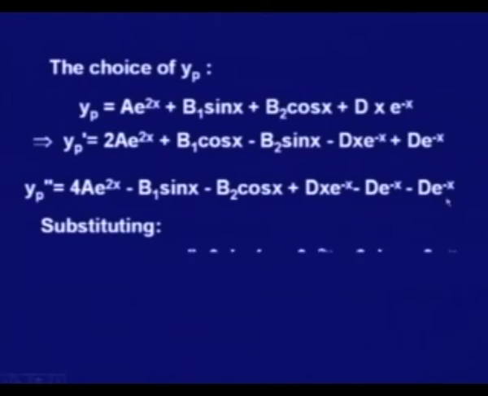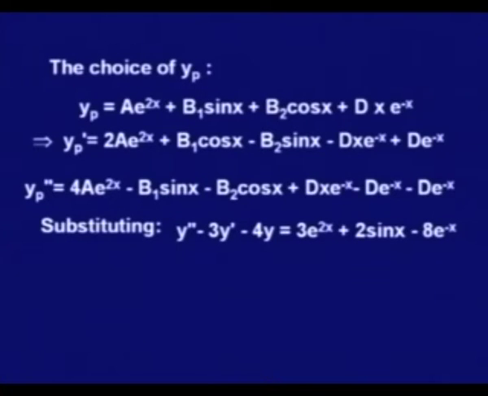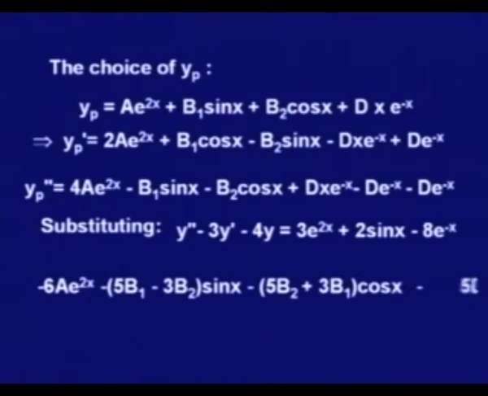What was the equation? The equation was y double dash minus 3y dash minus 4y is equal to 3 times e to the power 2x plus 2 sin x minus 8 times e to the power minus x. So, substituting it, and of course, the calculations you can check, we get minus 6a times e to the power 2x minus (5b1 minus 3b2) sin x minus (5b2 plus 3b1) cosine x minus 5d e to the power minus x. This should be equal to the right hand side, that is 3 times e to the power 2x plus 2 times sin x minus 8 times e to the power minus x.